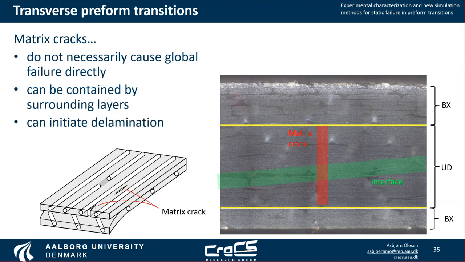But the issue is that these might initiate delaminations, so here, which can be a much more critical failure mechanism and leads to, again, global failure of the blade. So we must understand the density of these cracks to determine how many potential initiations of delamination we have. How critical is this?